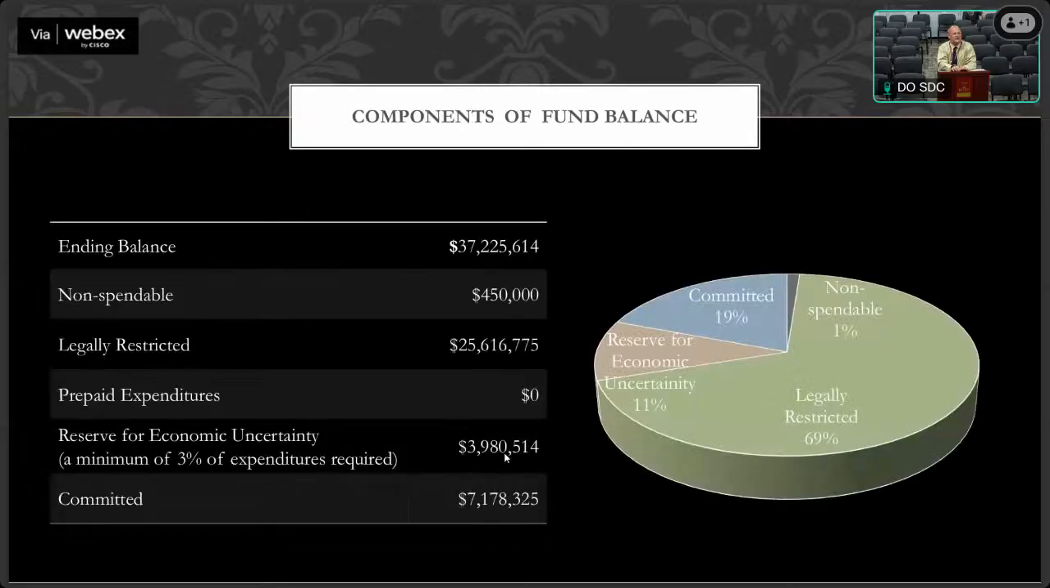So the components of that fund balance, we have our non-spendable, that's our revolving cash and our stores, that's $450,000. Our legally restricted, we have $25,616,775. That's all our categorical balances. That's what we think we're going to be at the end of the year.